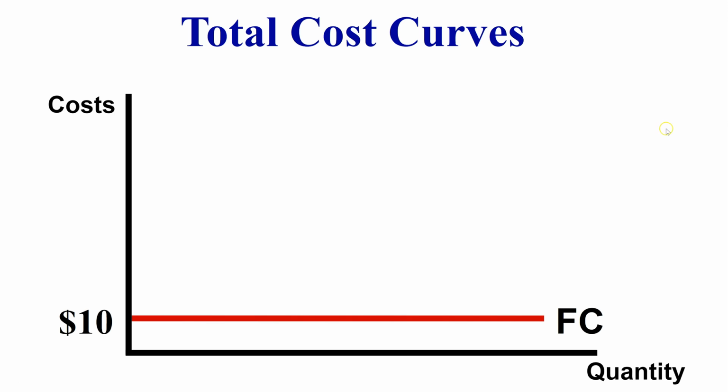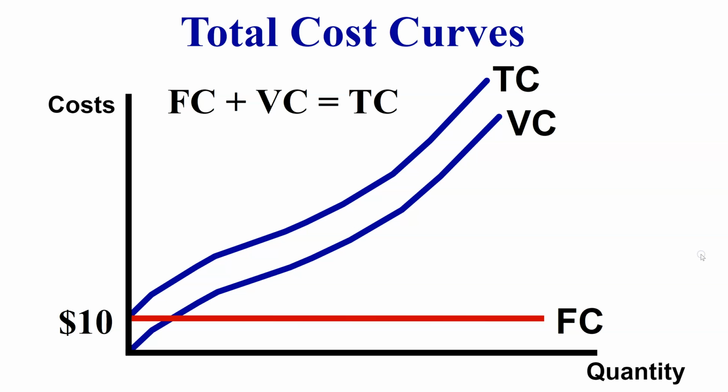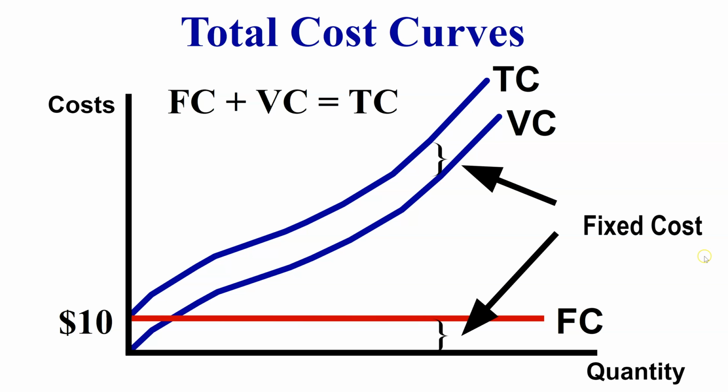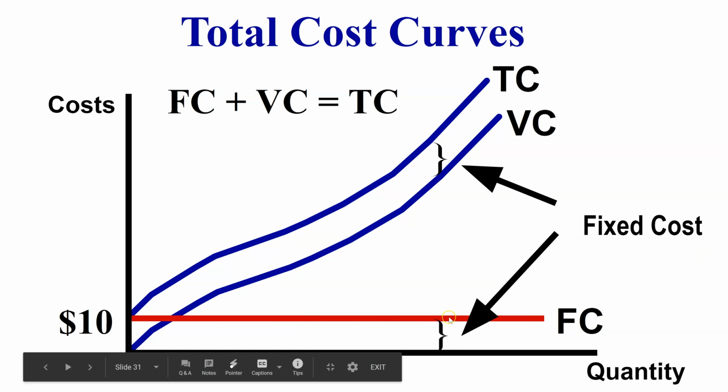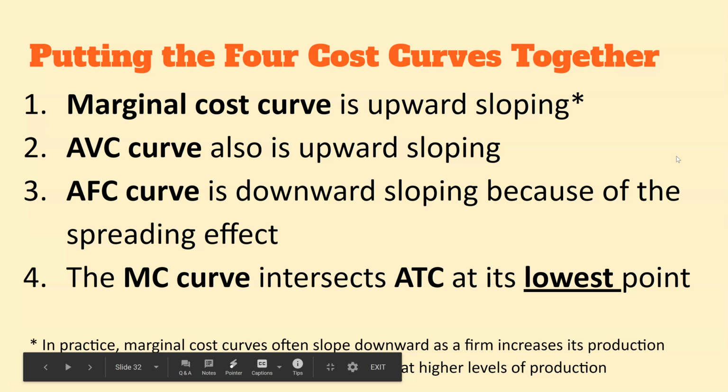Okay, so total cost curves then. You think about fixed cost being unchangeable over the short run in terms of that $10. Variable cost continues to rise. Total cost rises as well. And what we see here is that fixed cost is the difference from the quantity axis to the fixed cost, from the variable to the total cost. We see that as being fixed cost as well.